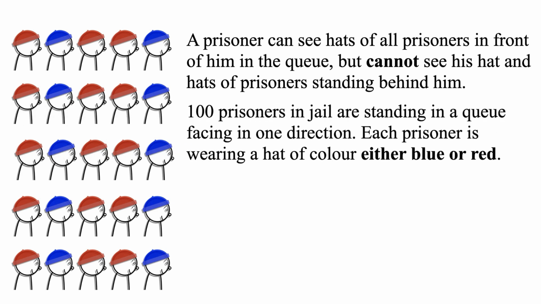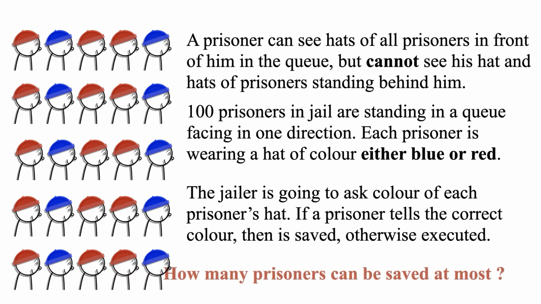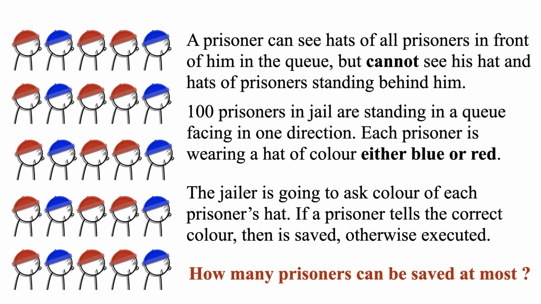100 prisoners in jail are standing in a queue facing in one direction. Each prisoner is wearing a hat of color either blue or red. A prisoner can see hats of all prisoners in front of him in the queue, but cannot see his hat and hats of prisoners standing behind him. The jailer is going to ask color of each prisoner's hat starting from the last prisoner in the queue. If a prisoner tells the correct color, then he is saved, otherwise executed. How many prisoners can be saved at most if they are allowed to discuss a strategy before the jailer starts asking colors of their hats?